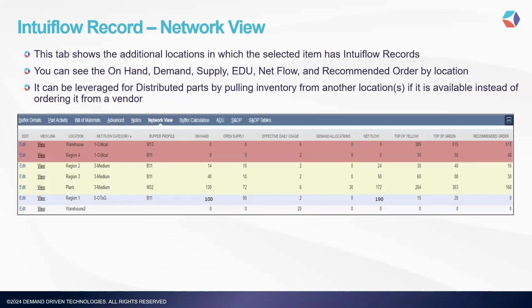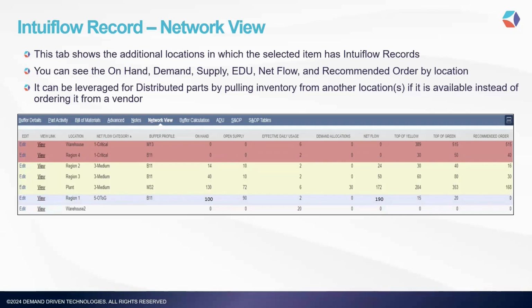The next tab here I want to highlight is the network view. So this gives you visibility into which other locations you have this item at, right? So again, everything is item location specific. And in this case, you can see that you have the item at a multitude of locations, right? So you have it at warehouse 1, region 4, region 2, so on and so forth. And for each item location combination, you can see the specific net flow elements as well as the overall net flow, right? So you can see at the different locations what the on-hand is, where you have supply coming in, what the usage is at that location.